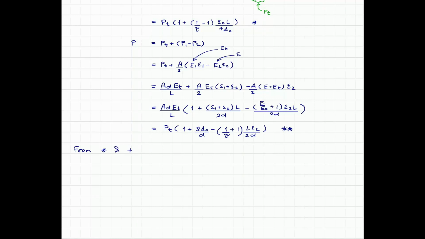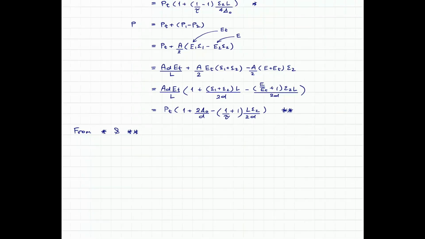From star and double star, well, the point is that we are going to plot only the P with the delta, okay? We don't want to include the strain terms in the expression. If we have it, then you have just two axes. You can have the load, you can have the delta. Ultimately, you want just to plot between these two. Okay, so you get rid of the strain.